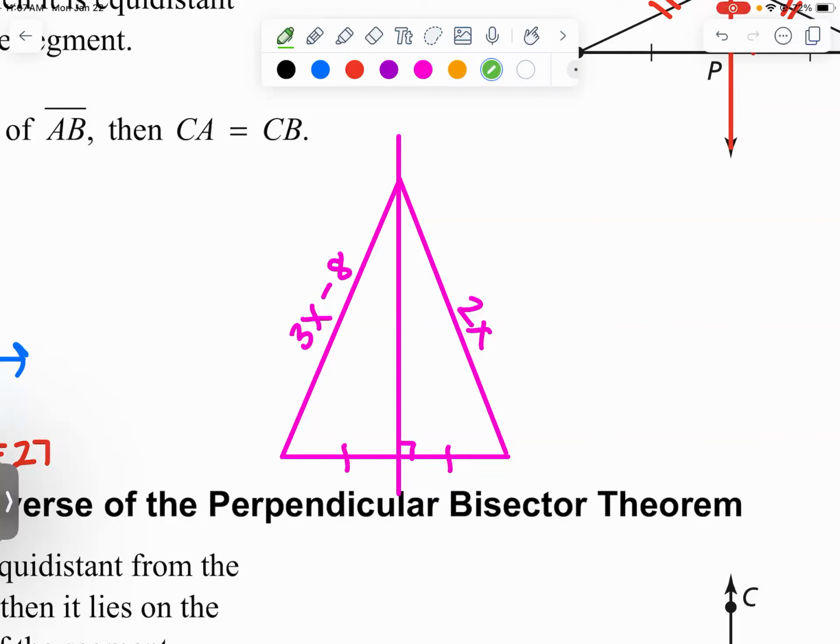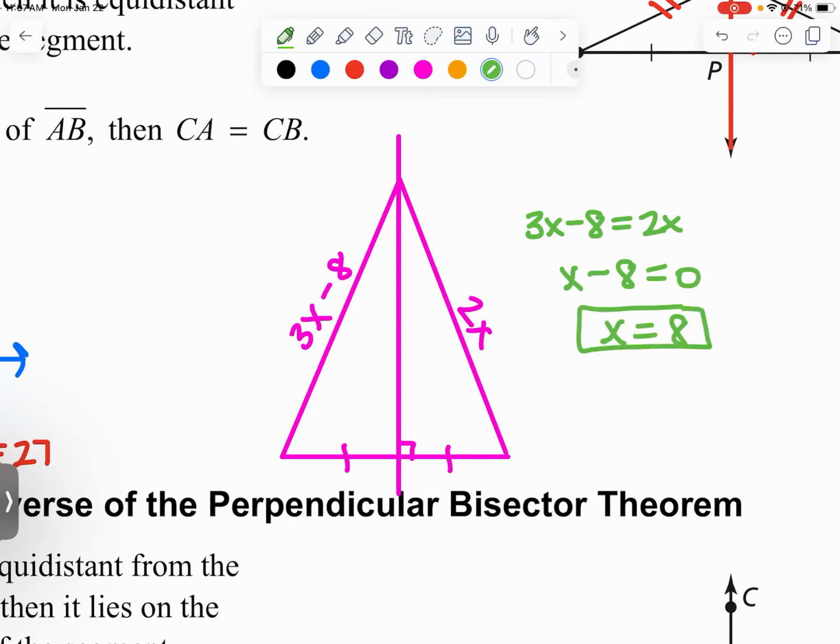So 3x minus 8 equals 2x. And then you subtract 2x. And then you have, wait, no, I add 8. Yes, x equals 8. Just add 8 to the other side. See, I did it right. Yeah, you're right.